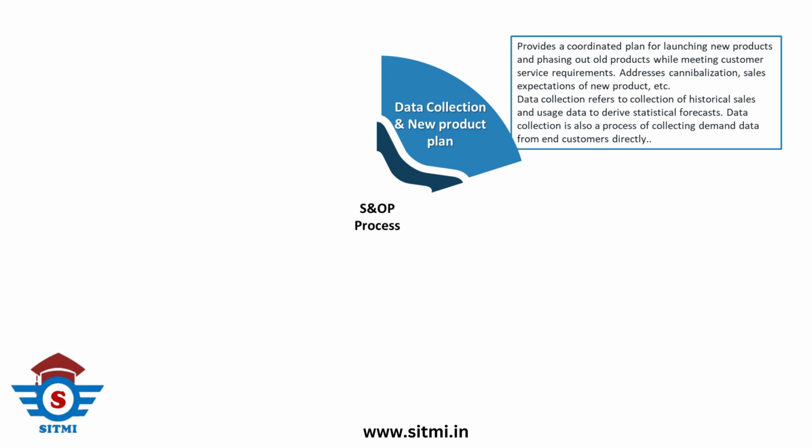And this is the very first step in S&OP, and this process allows for a coordinated plan for launching new products and phasing out old products. So if a company wants to launch new products in the future, or phase out or obsolete old products in the future, then these plans are collected in this process, usually from the product management team.